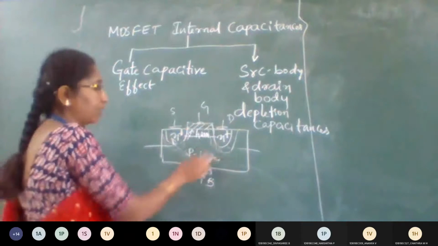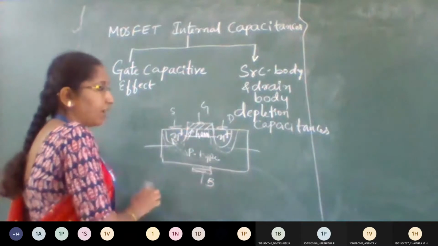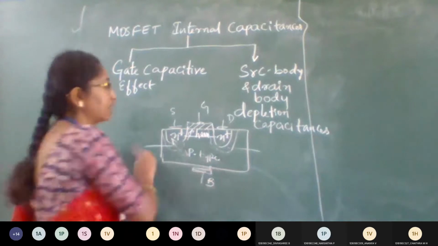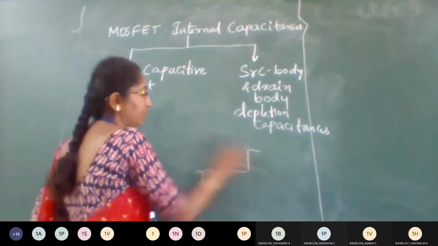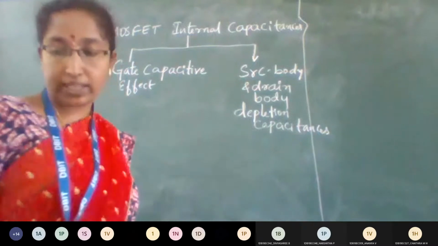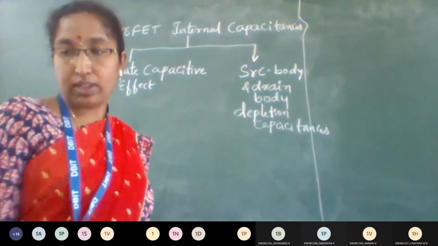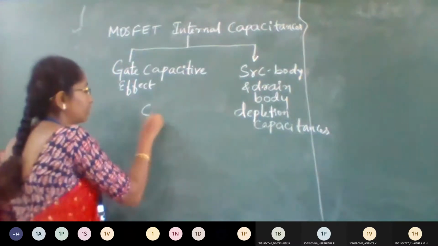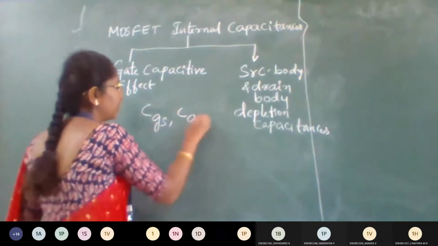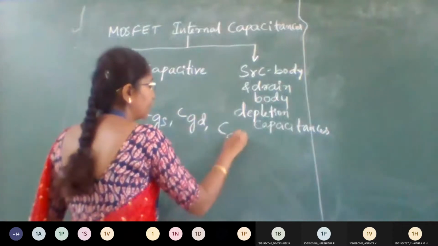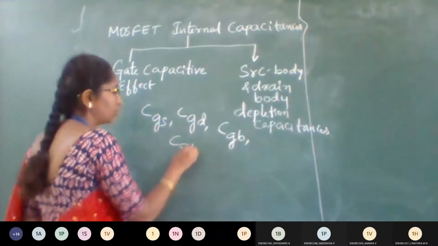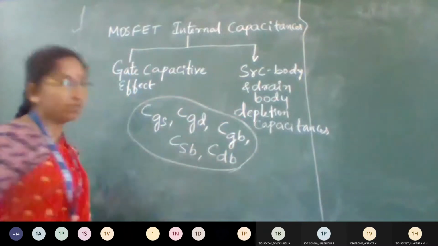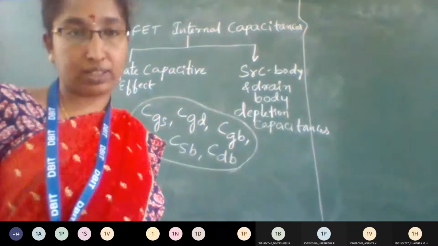Depletion capacitance is between the drain and body, and the source and body. So we write that as CDB, CSB. So there are totally 5 capacitances in total. That is CGS, CGD, CGB, and source body, drain body. So you are supposed to find out what are the 5 internal capacitances.